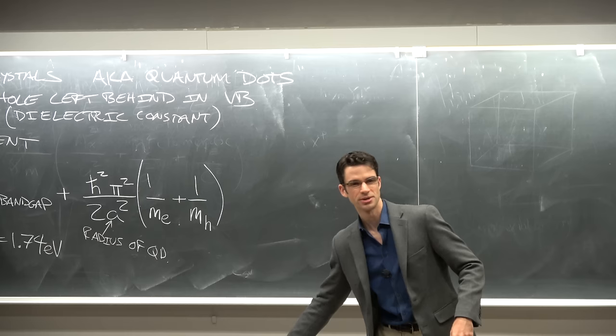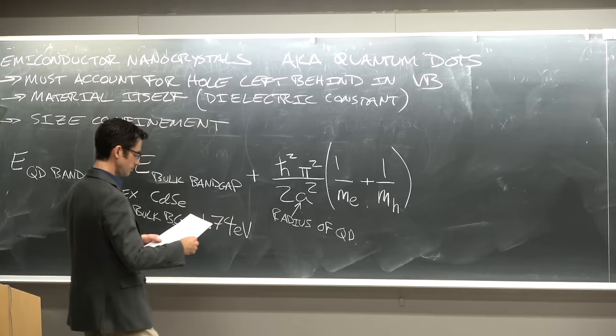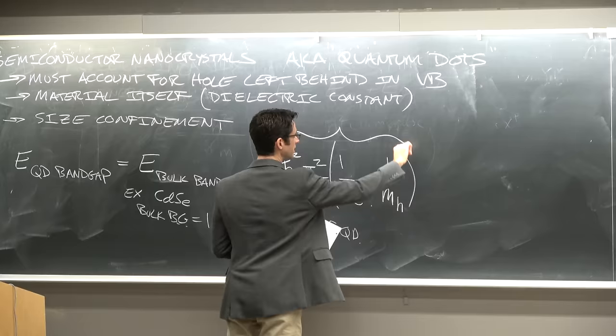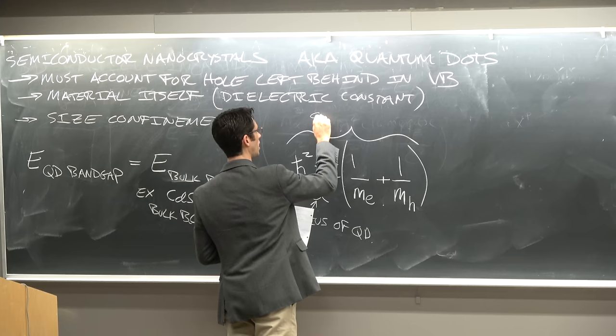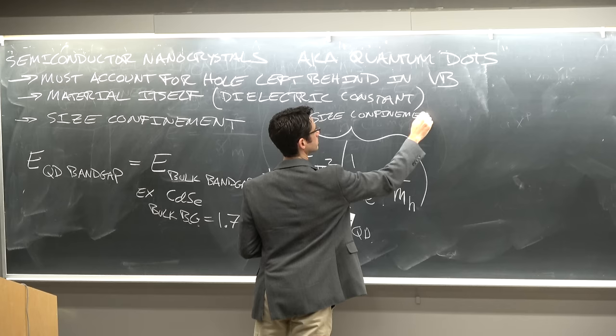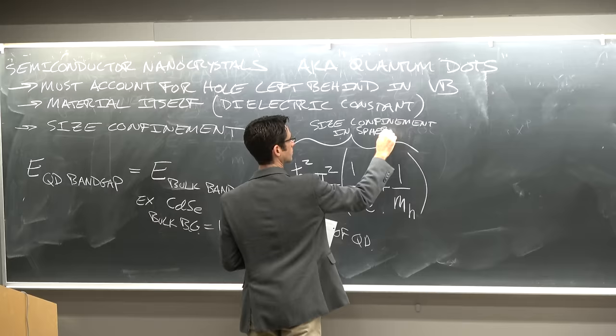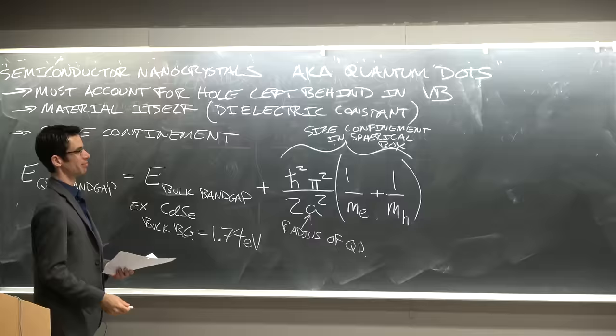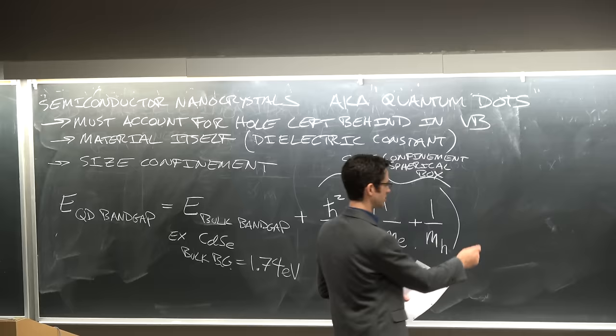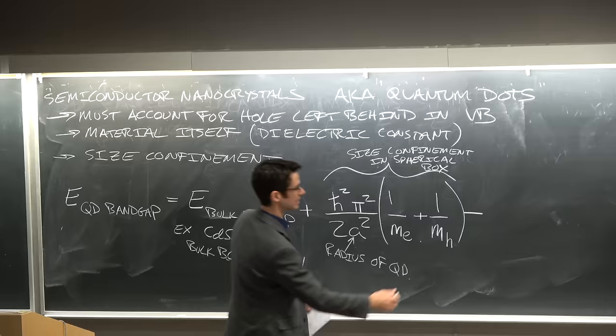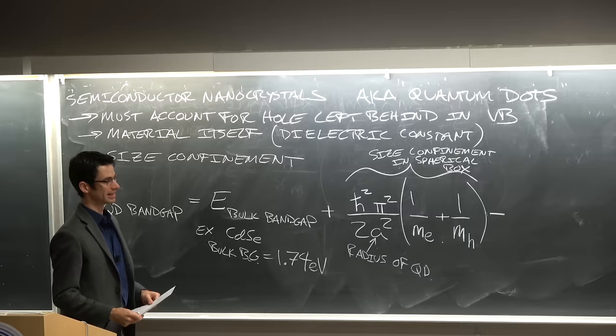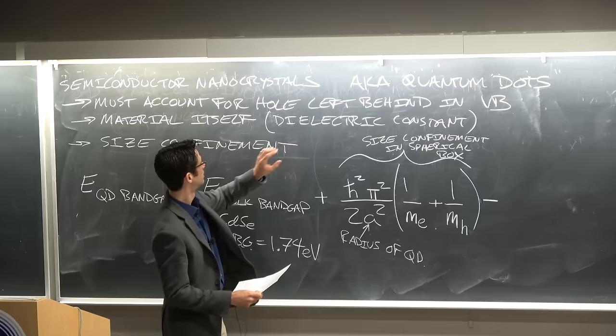Okay, so this is the part of the equation that deals with size confinement in a spherical box. How can you have a spherical box? It's a spherical box. Trust me. Okay, then we have minus the energy. So the band gap is lowered by this effect of Coulombic attraction.